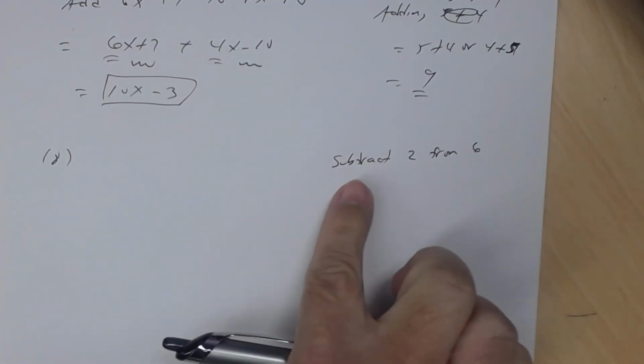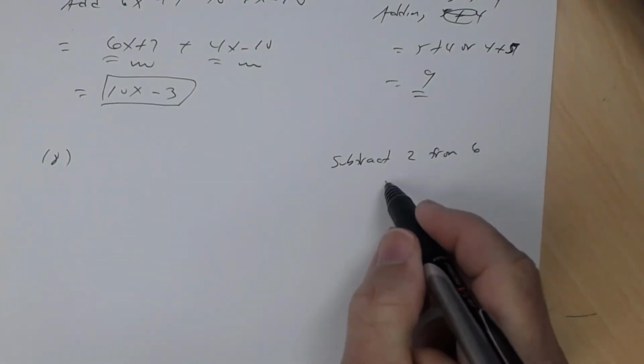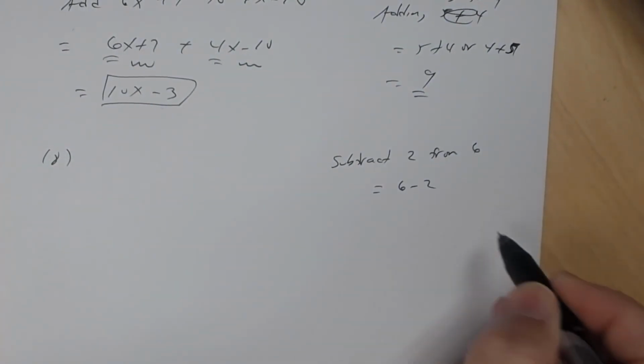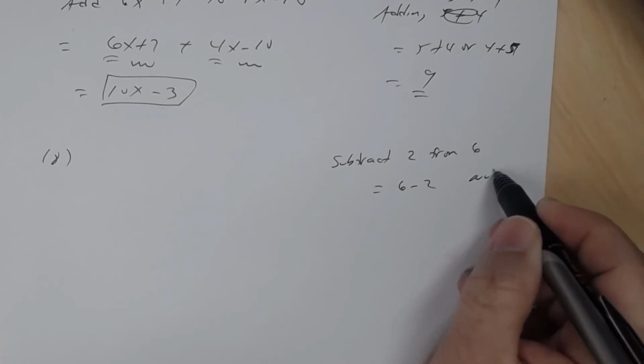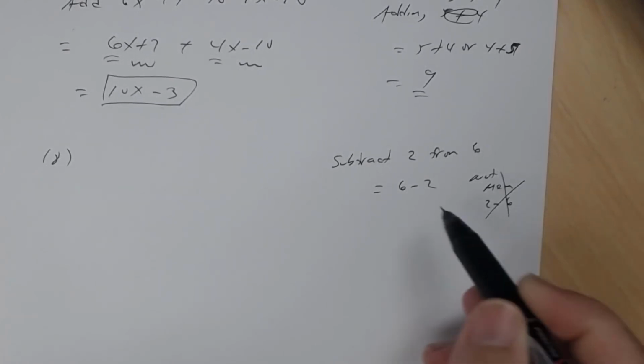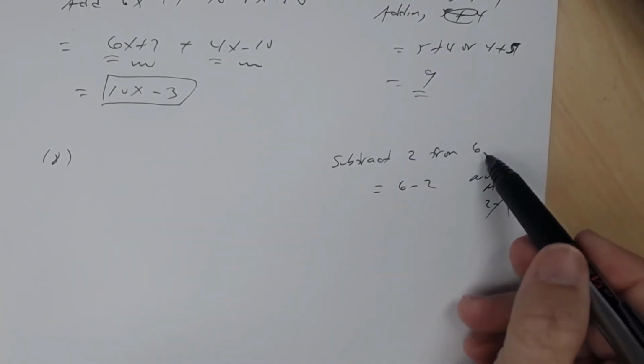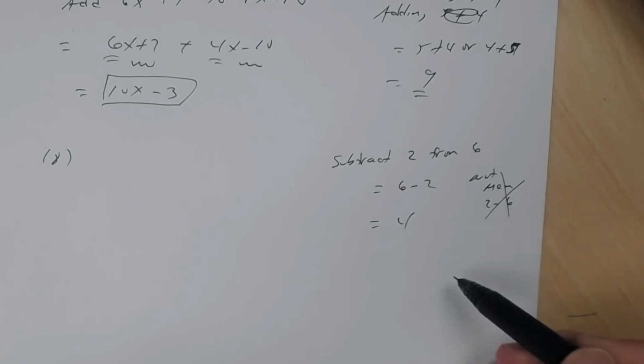All right, so remember when we had this expression, subtract 2 from 6, what that means. That means 6 minus 2. It does not mean 2 minus 6. That's wrong. It means 6 minus 2. So you're subtracting 2 from 6. So 6 goes first. So that's 4.